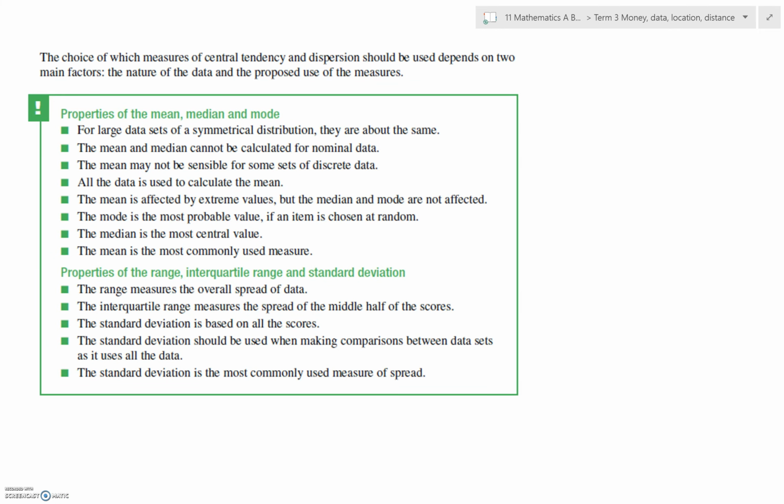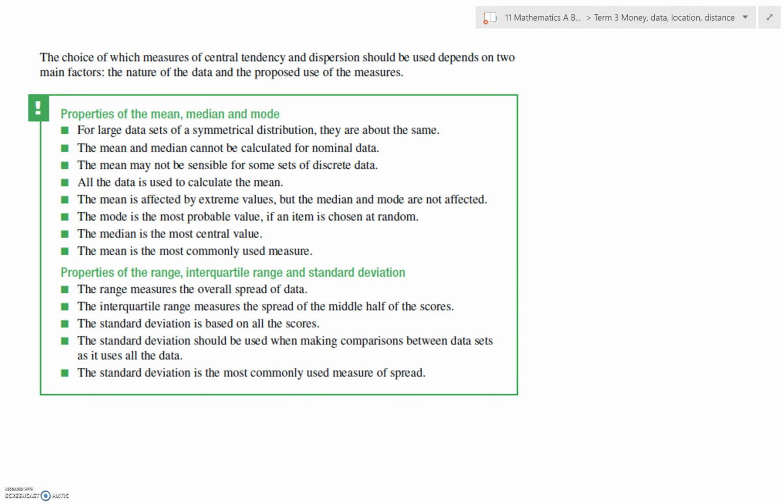Okay, now just a little bit more. Which ones do you choose is what I want to talk about now. Which values do you choose? Because we've looked at calculating a whole lot of different values, and different ones are relevant in different situations. So which measures of central tendency and dispersion should be used depends on two main factors: the nature of the data, so that's what kind of data it is, and the proposed use of the measures. What are you trying to do or find out?